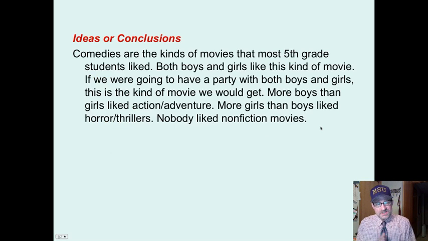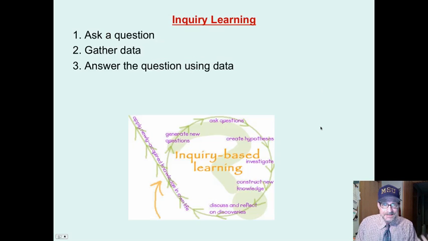And then ideas or conclusions. Comedies are the kinds of movies that most 5th grade students liked. Both boys and girls like this kind of movie. If we were going to have a party with both boys and girls, this is the kind of movie we would get. More boys than girls liked action-adventure. More girls than boys liked horror thrillers. Nobody liked nonfiction movies. Data.